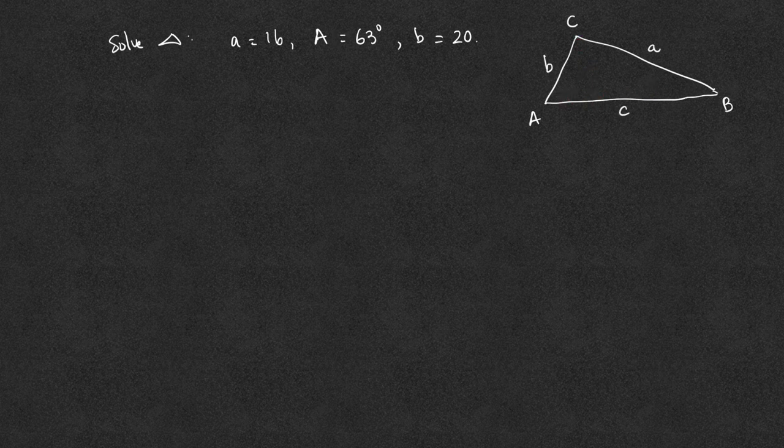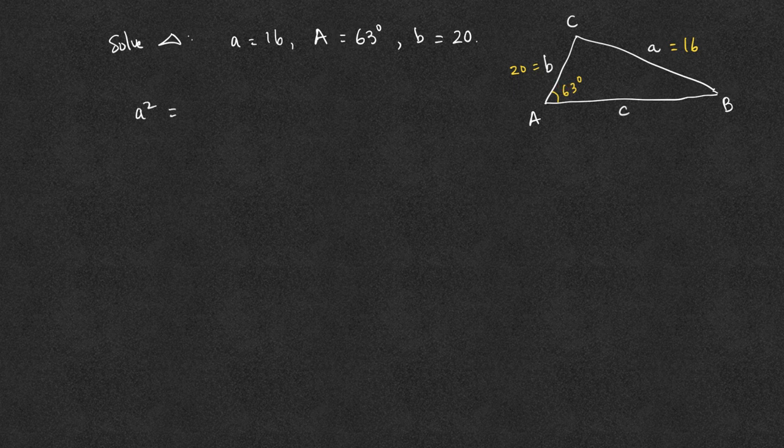We were given that lowercase a equals 16, lowercase b equals 20, and the angle A has a measure of 63 degrees. This is the side-side-angle case, so we won't be able to use the law of sines. We will use the law of cosines instead. For the law of cosines, we start with the side with the known or given angle, and so we start with a.